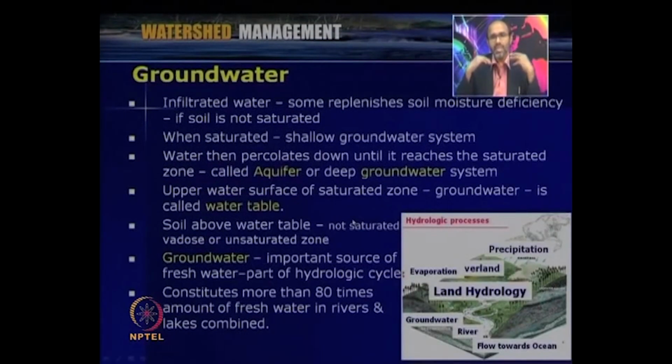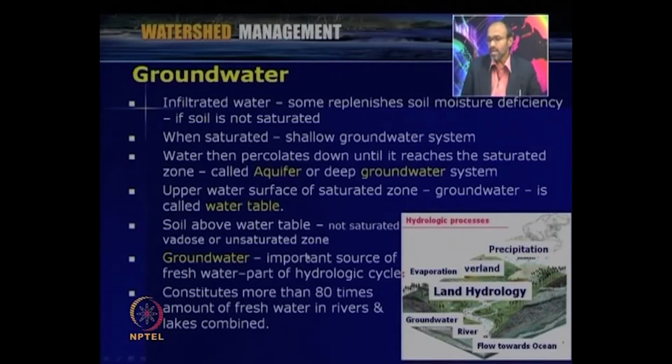As I mentioned earlier, groundwater is one of the important sources of water for humanity, for domestic and all types of uses. It is an important part of the hydrologic cycle, so we cannot separate the groundwater flow from the runoff or the surface water. Out of the available freshwater resources, the major source is groundwater. An estimate says that groundwater constitutes more than 80 times the amount of fresh water in rivers and lakes combined. So, you can see the importance of groundwater. It is one of the most important water resources available for humanity.